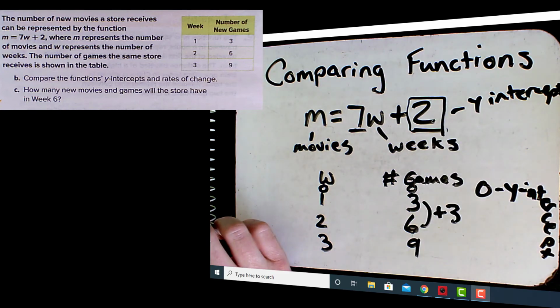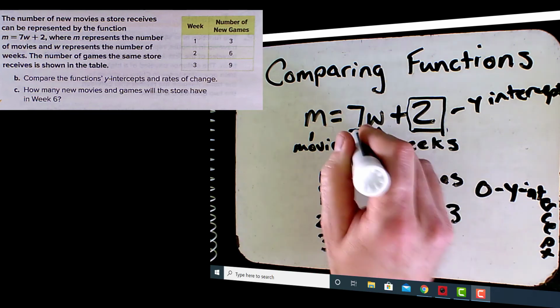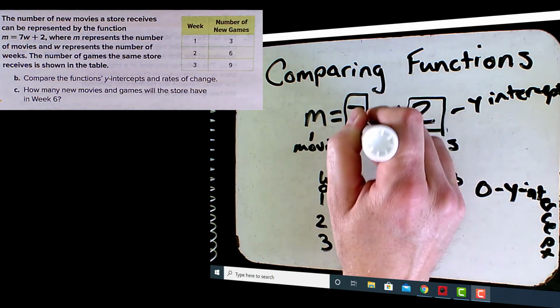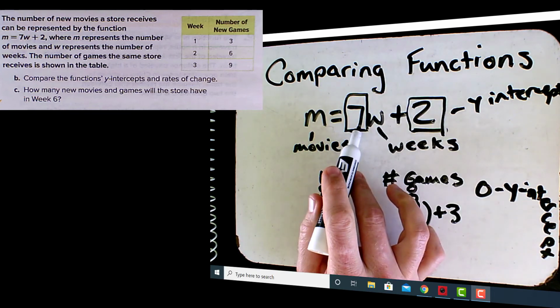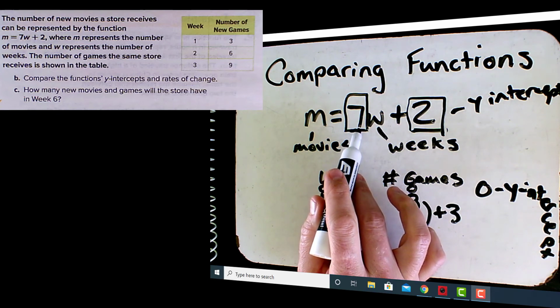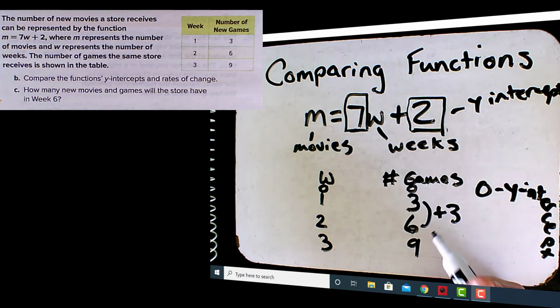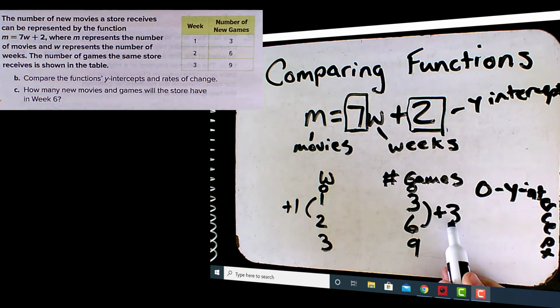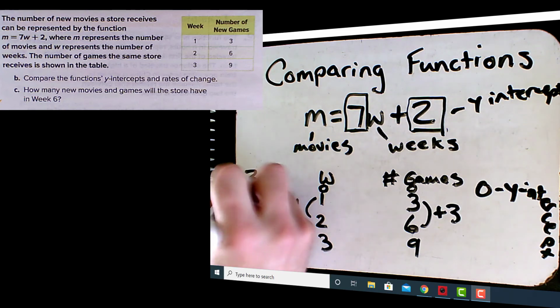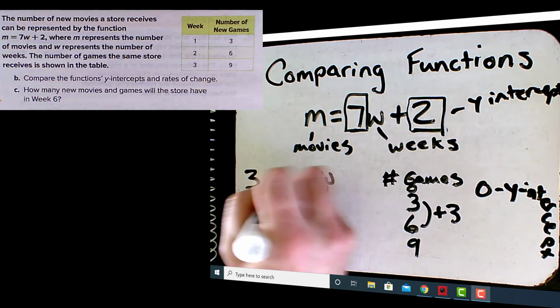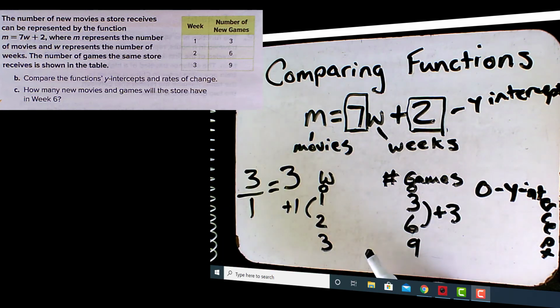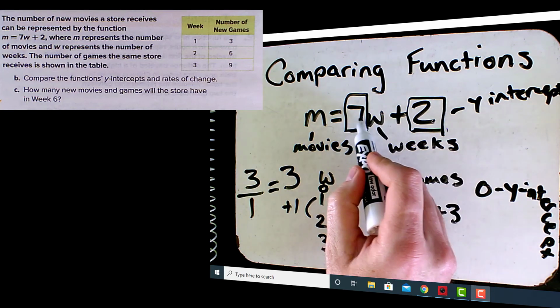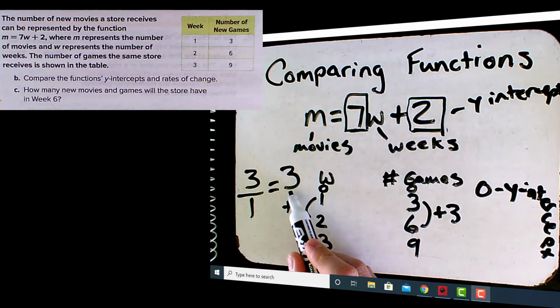Now it wants us to compare the rate of change. The rate of change on this first one is 7. We can find that by looking at the slope. The second one, if we compare the games to the weeks, is 3 to 1, so it has a rate of change of 3. So our first one has a rate of change of 7, and the second one has a rate of change of 3.